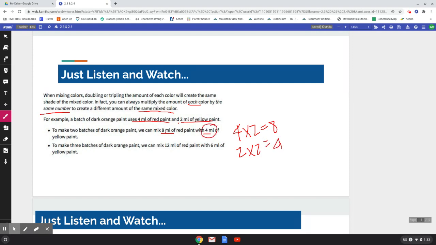So then for 3 batches, I'm sure you're already catching on. So for 3 batches, you would do this 4 by 3. That's how they got the 12 right there. And then you would do this 2 by 3 to get 6. And that's how they got the 6 there. So if we're doubling, we multiply by 2. If we are tripling, we multiply by 3. And remember to multiply each one by that number.